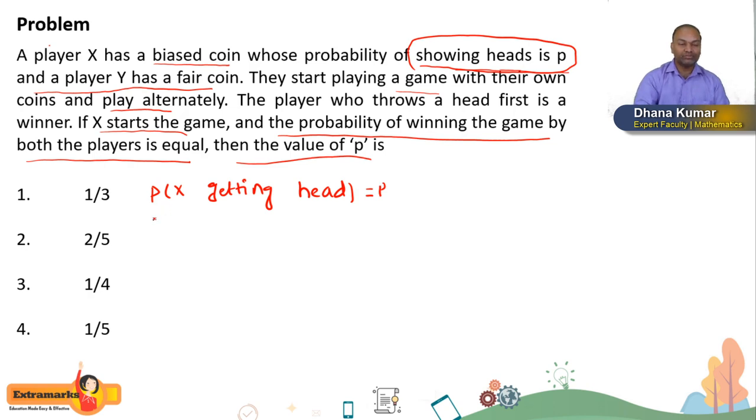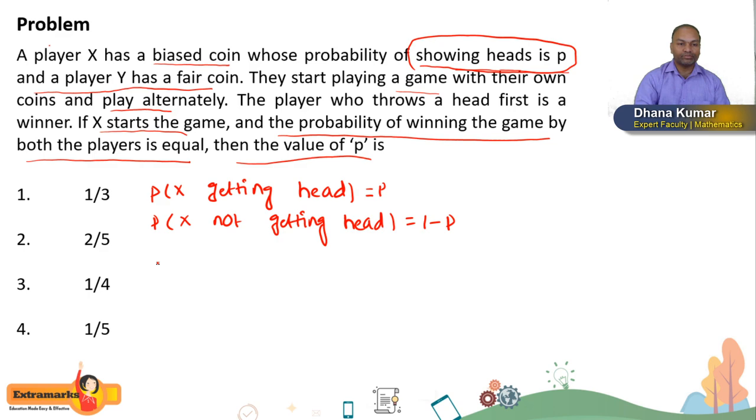Not getting head, obviously complement only. X not getting head. Okay, not getting head means what? Complement. So that is how to write this one. 1 minus getting head. 1 minus P.